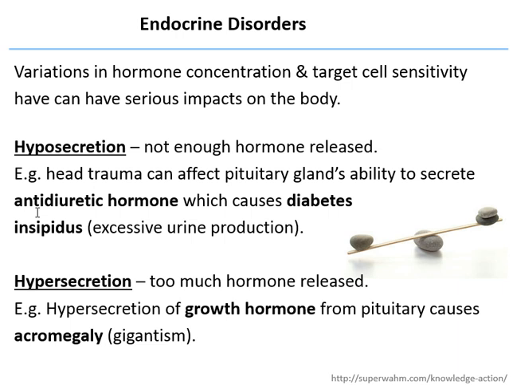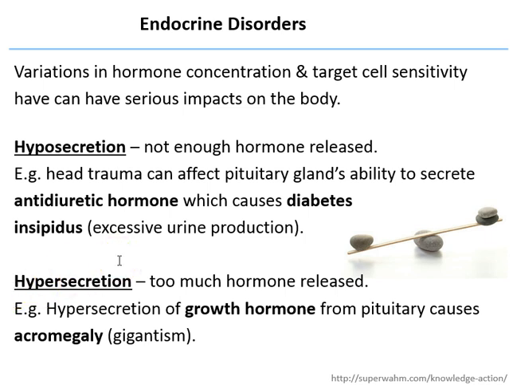Here's one example of that. There's a hormone released by the posterior pituitary gland called Antidiuretic Hormone that has an important function in regulating the retention of water in the body. If we have a situation where there's insufficient secretion of this hormone, for example as a consequence of head injury, that can lead to a condition called diabetes insipidus, which is where there is excessive urine production. So hyposecretion means insufficient hormone produced.